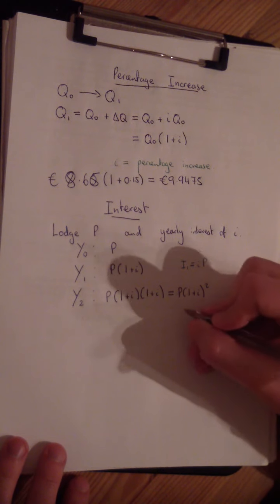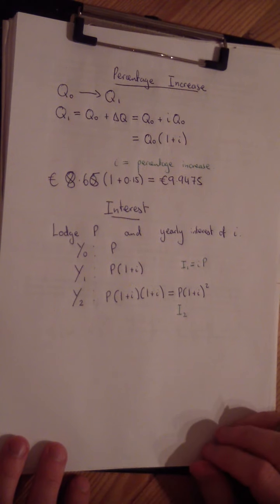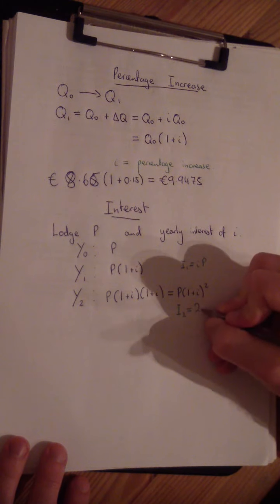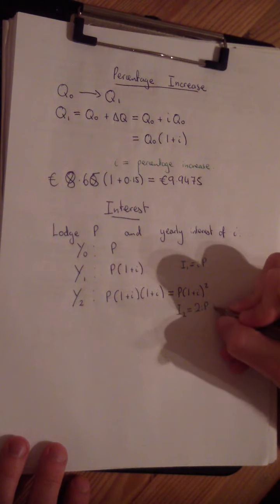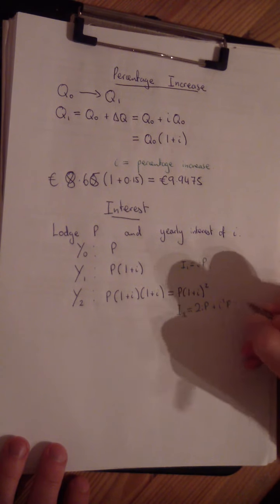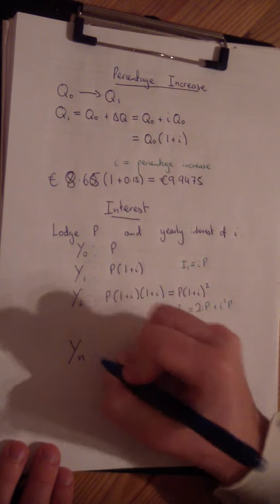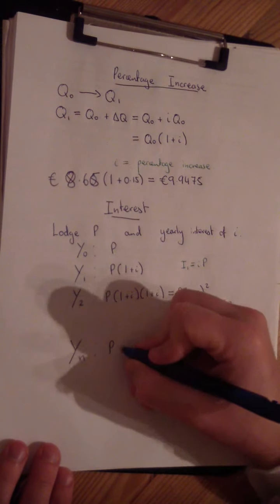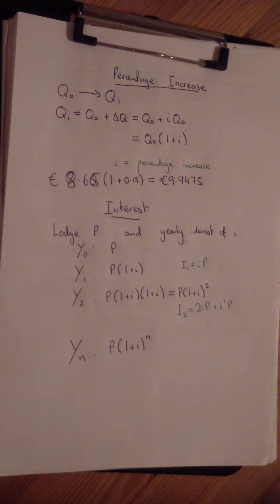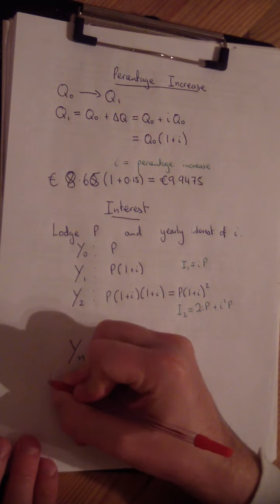So the interest after 2 years, you get interest on this twice, but you also get interest on this. You also get interest on the interest. So you get this kind of thing. And if you keep doing this, after n years, you have the initial amount and interest has been applied n times.